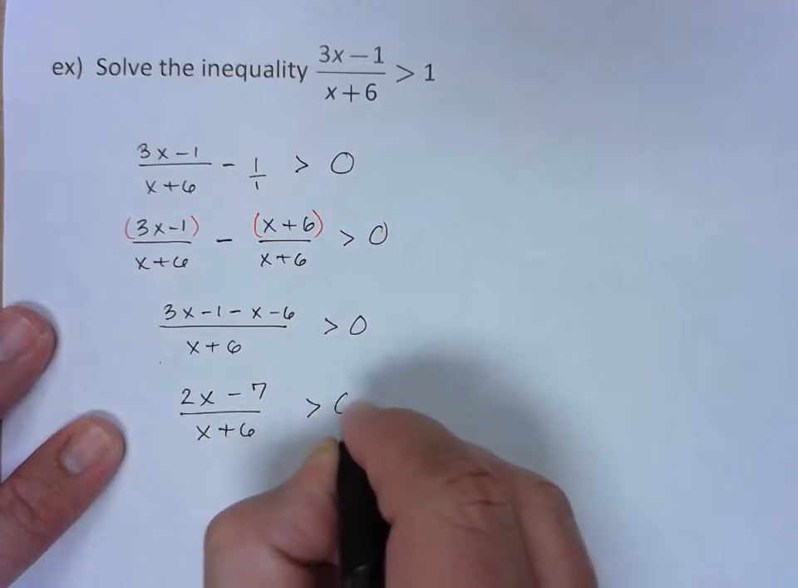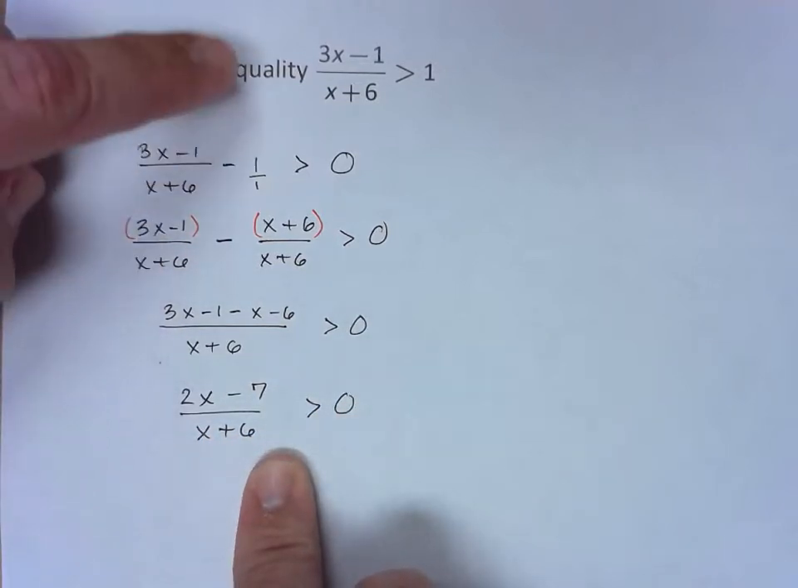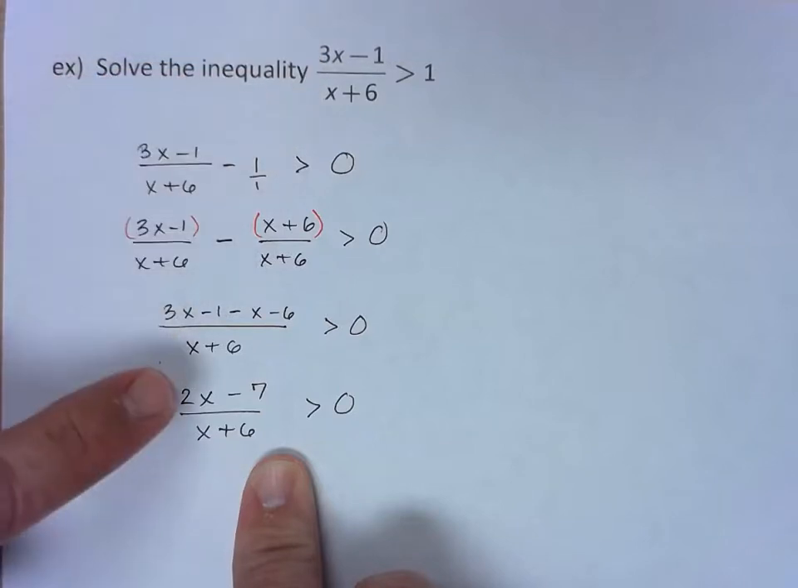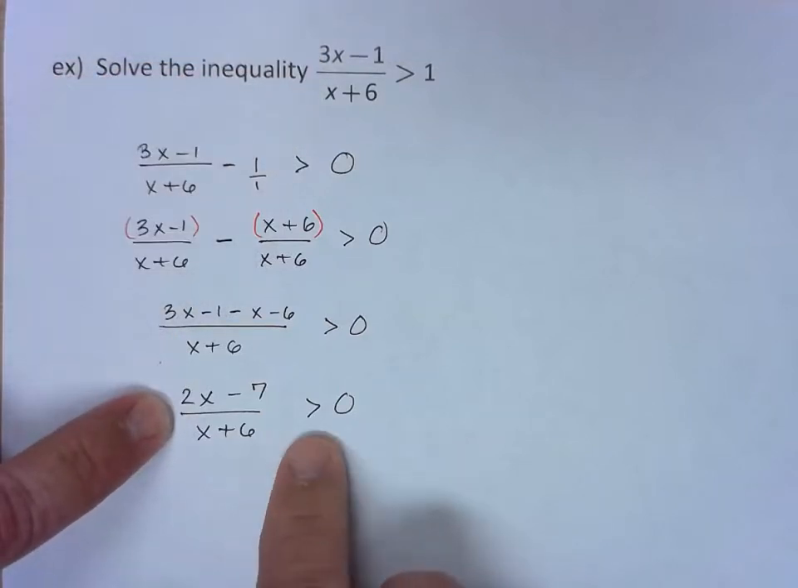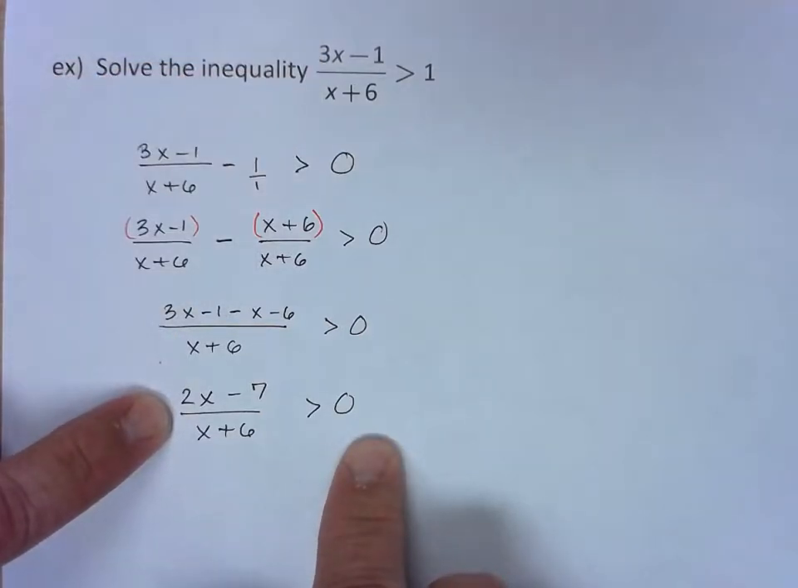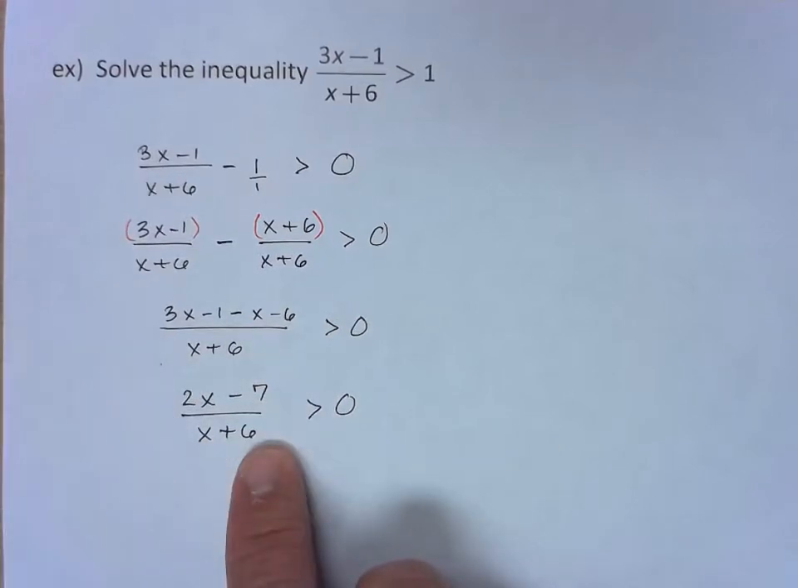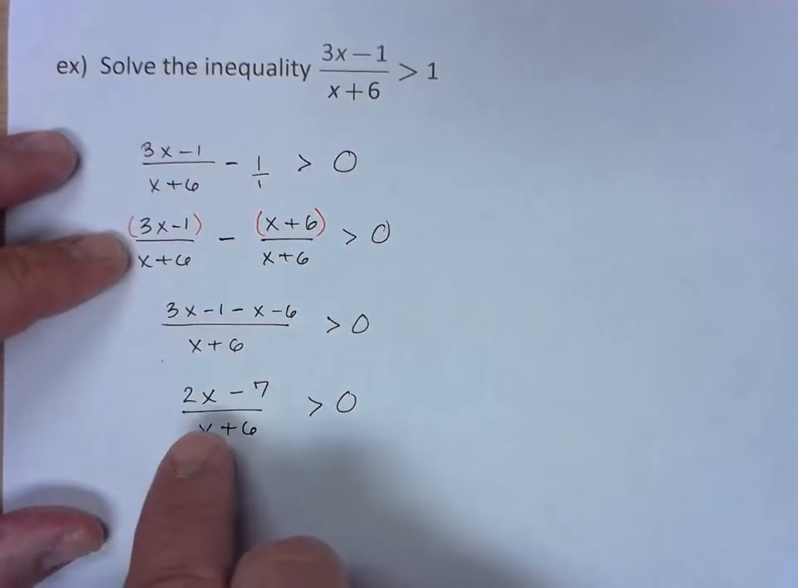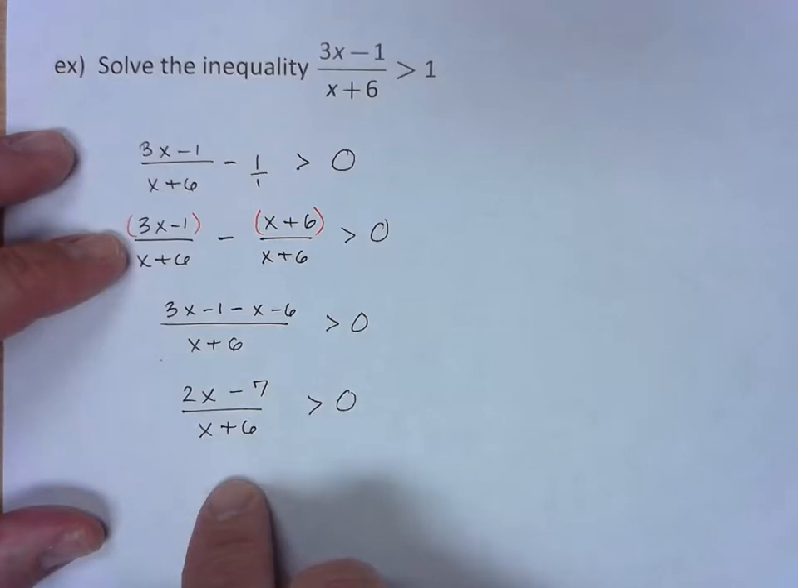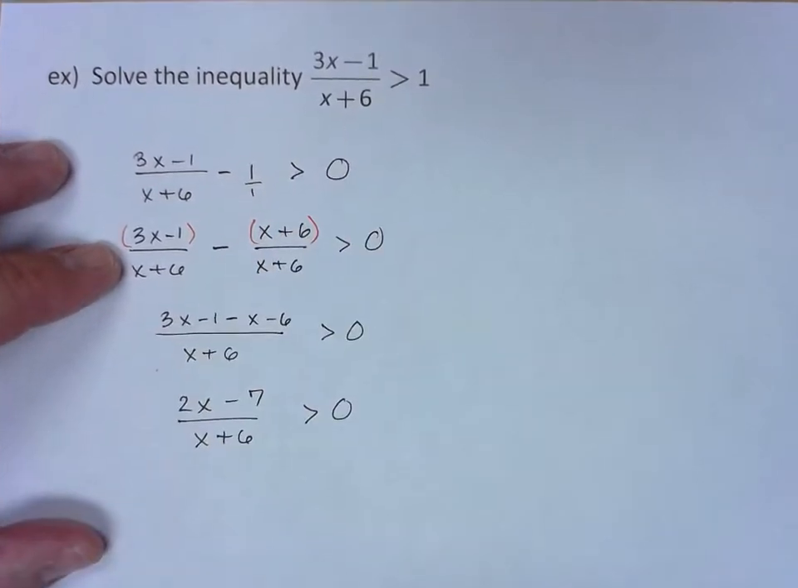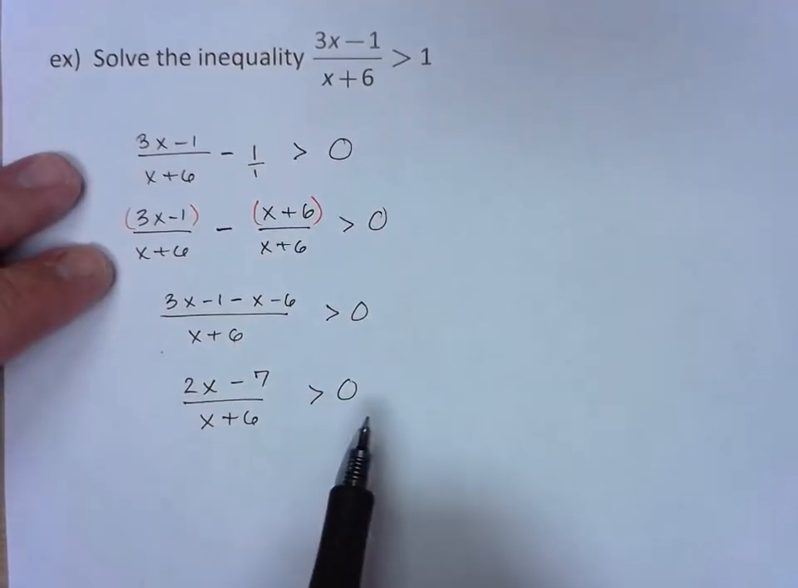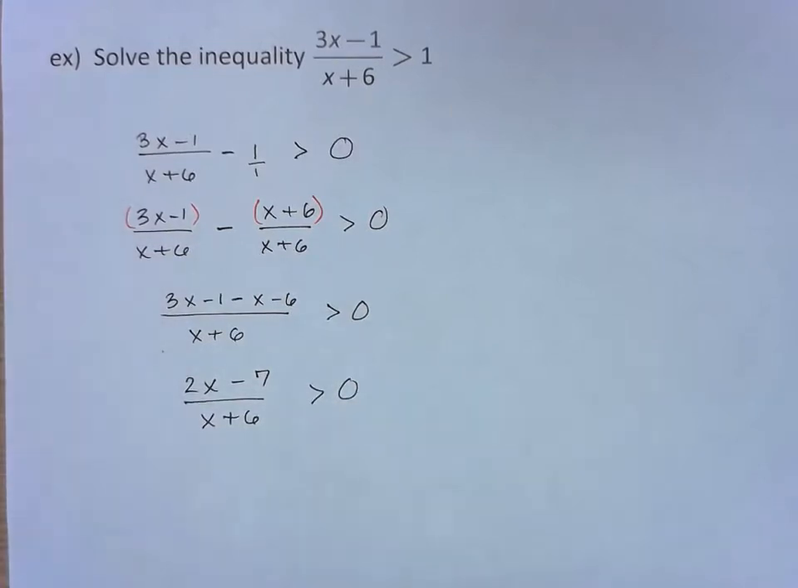We finally have step 1 done. We have a single rational expression on the left-hand side compared to 0 on the right-hand side, and the left-hand side is already factored. There's no more factoring to do in the new fraction that I've made, but this is equivalent to the original inequality. It's just now it's essential to have it compared to 0 for your sign analysis.